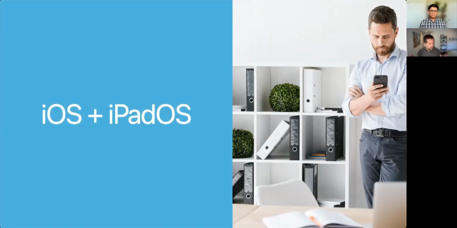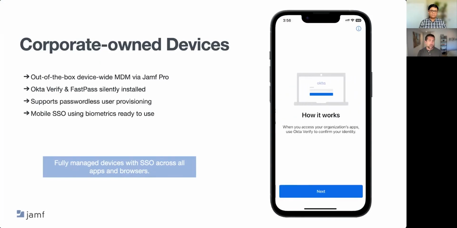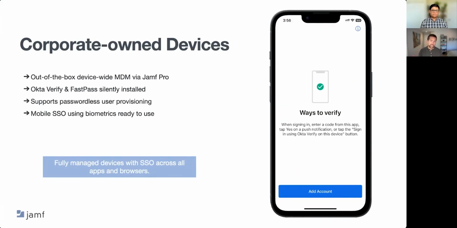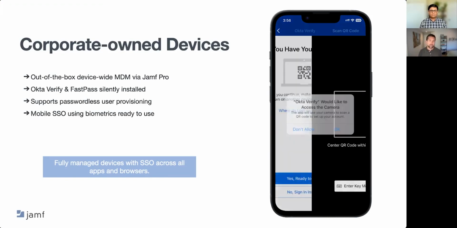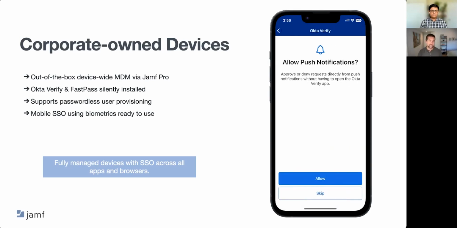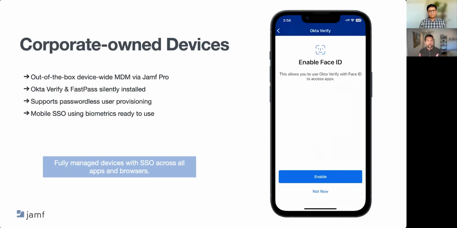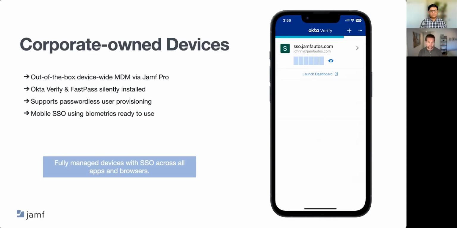Okay, a quick note on just mobile. We want to talk about that a little bit here too. You saw a lot with Mac, but there are two flavors of devices we should talk about. One is corporate-owned devices. What you're going to see in this video is how elegantly and quickly you can get a corporate-owned device enrolled completely passwordlessly using a QR code in this case. This is a brand new device that has been unboxed and automatically provisioned in Jamf Pro, a lot like a Mac, using automatic device enrollment. And Okta Verify is automatically pushed to the device.